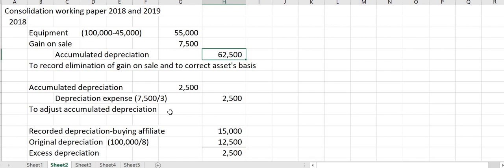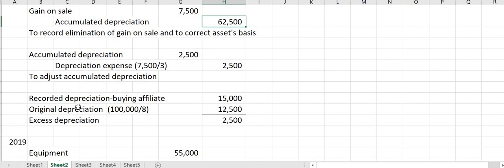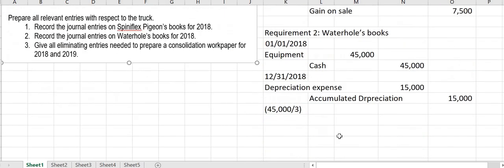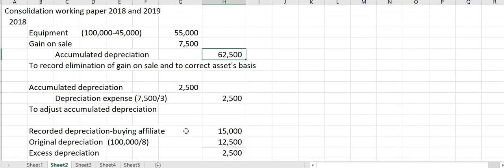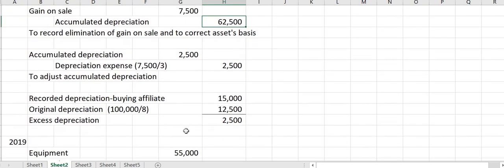So the entry for that is to debit accumulated depreciation for 2.5 and credit depreciation expense for 2.5. The rationale is that the recorded depreciation of the buying affiliate is 15,000, right? So Waterhole recorded depreciation of 15,000. But for consolidation purposes, the depreciation expense should be the original depreciation, okay?